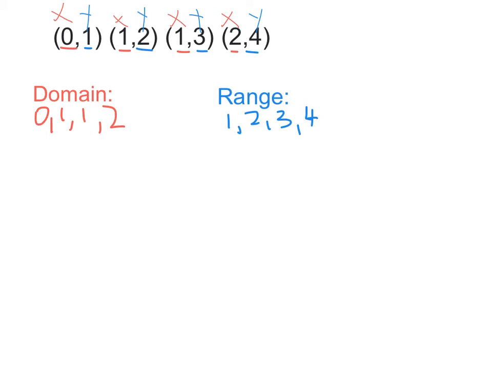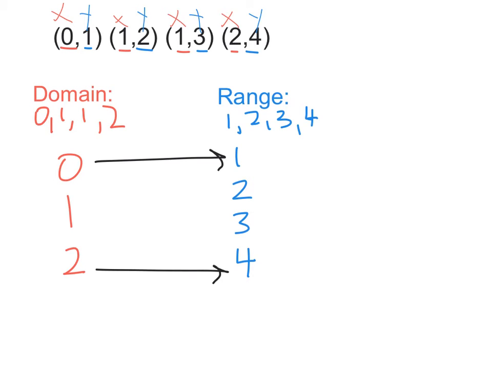Or we could write them like this, with the 0 connecting to the 1 because it's taking 1 to the party, 2 connecting to 4 because it's taking 4 to the party, and then we have 1 connecting to 2 and 3. And as you can see, we have a problem. We have 1 trying to take 2 dates to the party. In other words, there are repeat x's.